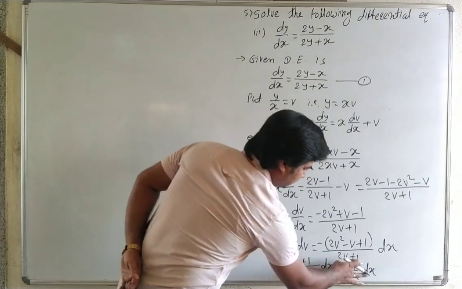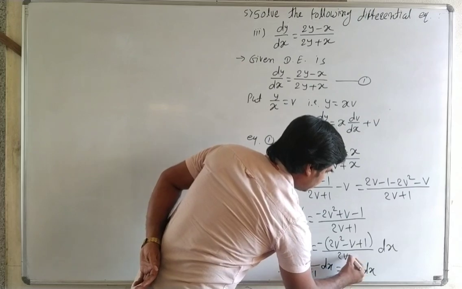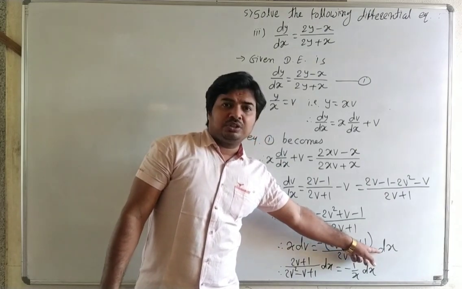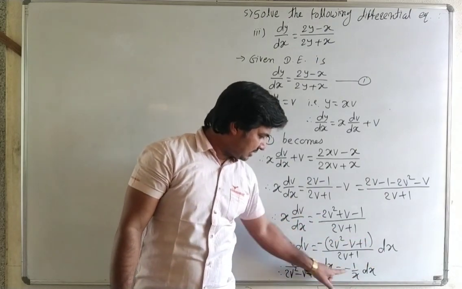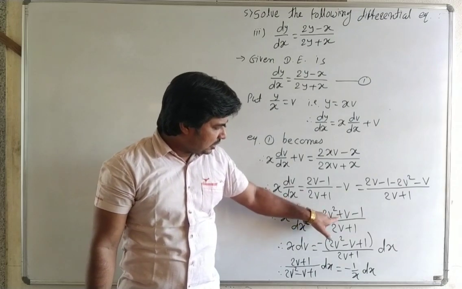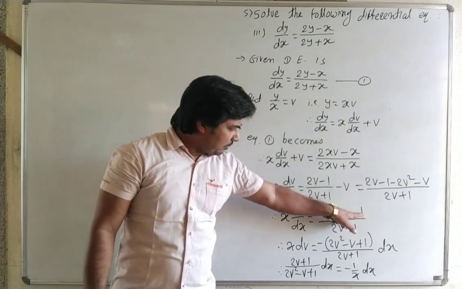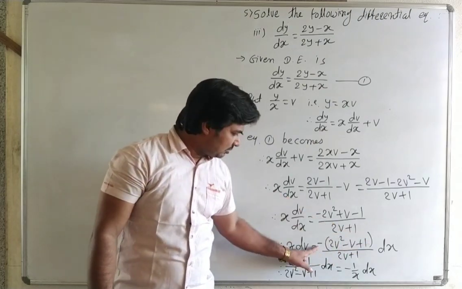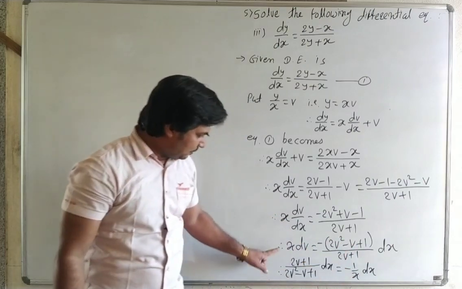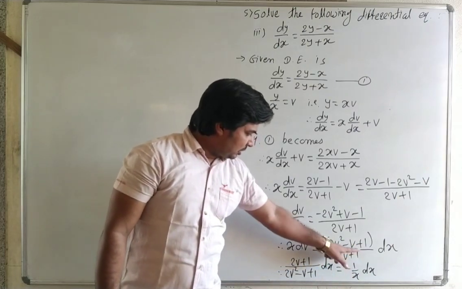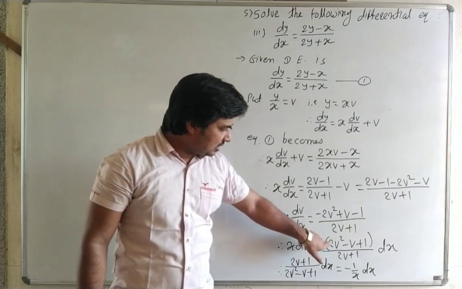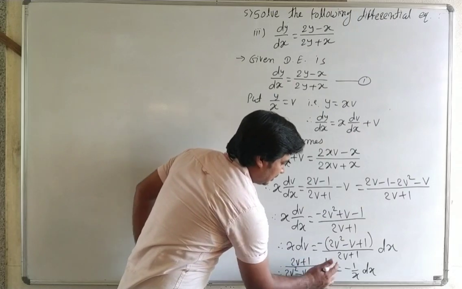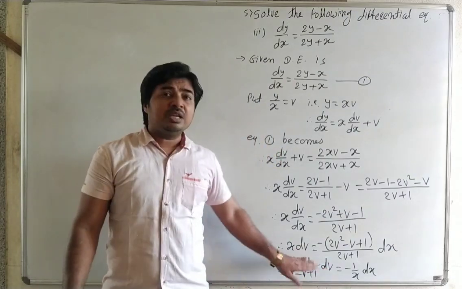See carefully this term. Here this x we can write with dx, that is 1/x dx, and it is minus. Here, minus 2v² plus v minus 1, we take minus common, therefore it is 2v² − v + 1, and this minus is here. Now this 2v denominator we can write in the numerator, and this numerator we can write in the denominator, and x in this, here it is dv. Now it is in variable separable form.